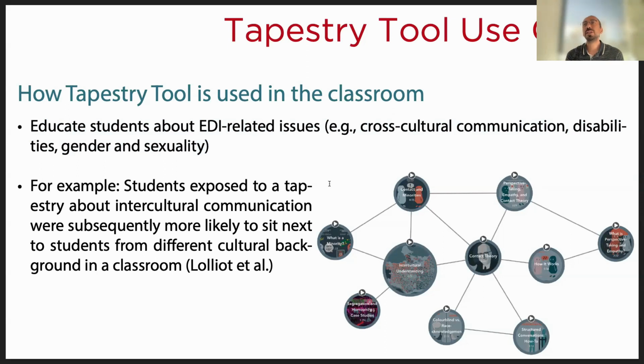For example, students exposed to a tapestry about intercultural communication were subsequently more likely to sit next to students in their class from different cultural backgrounds. And this was from research that Simon Lelouet did in one of his classes at UBC.